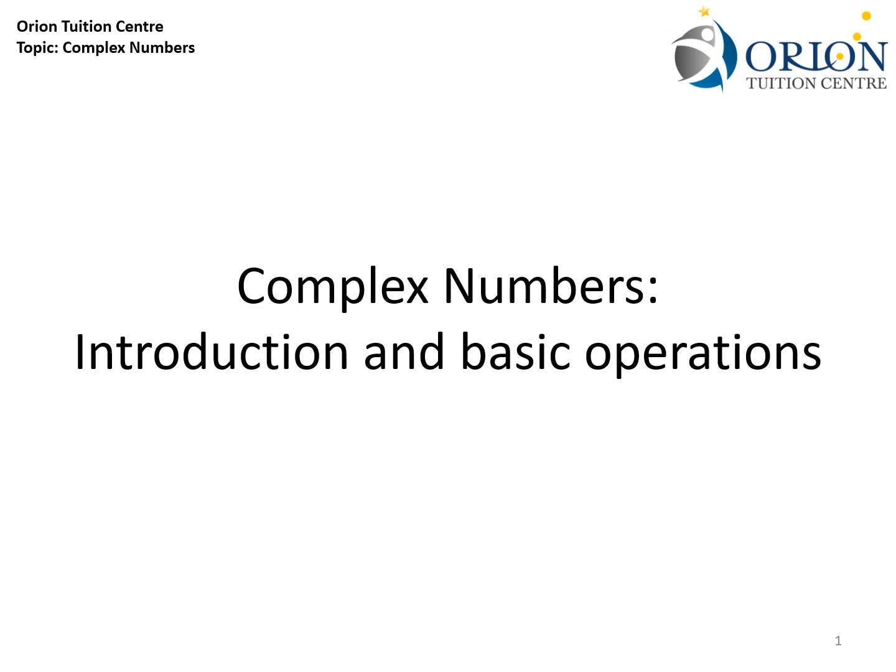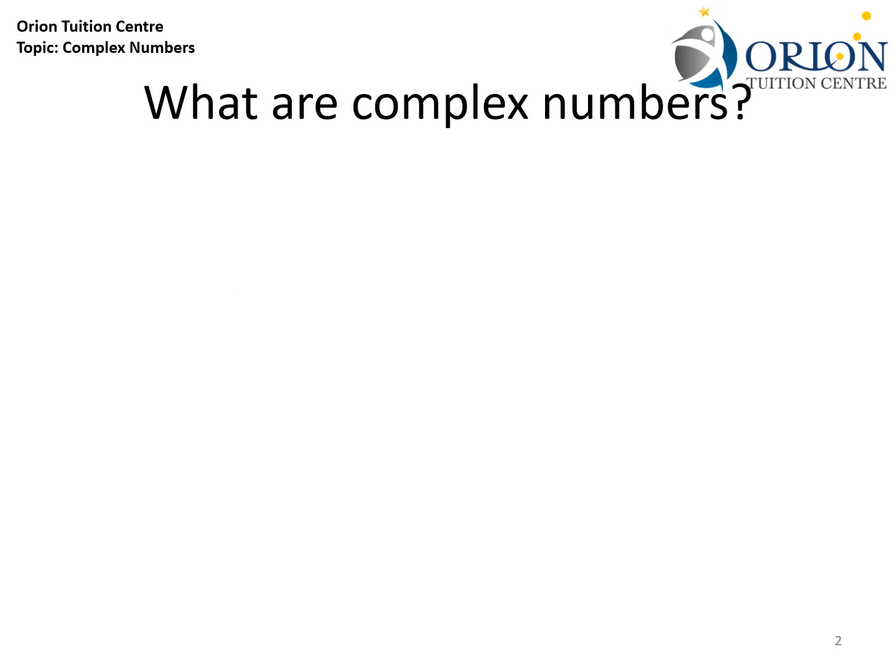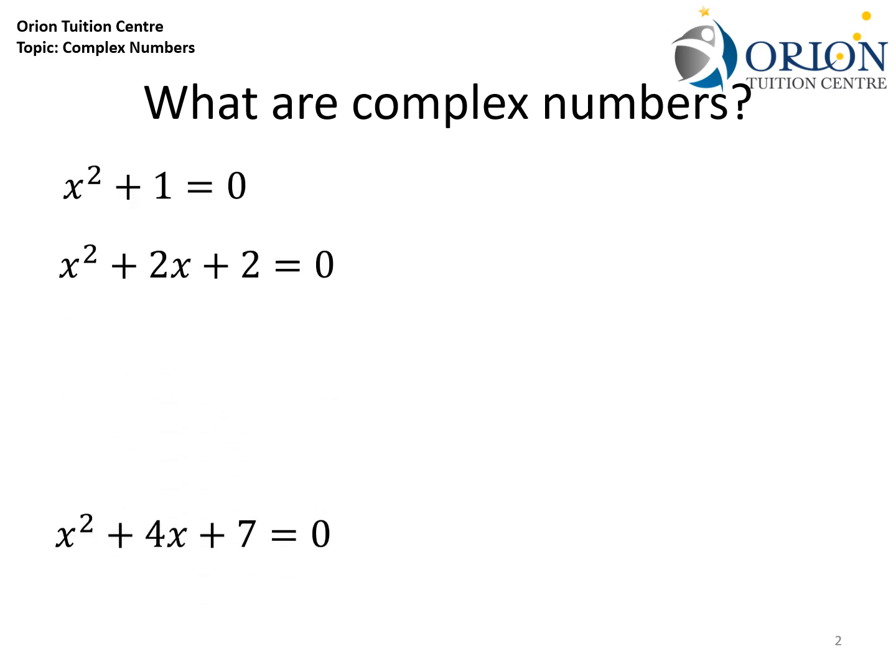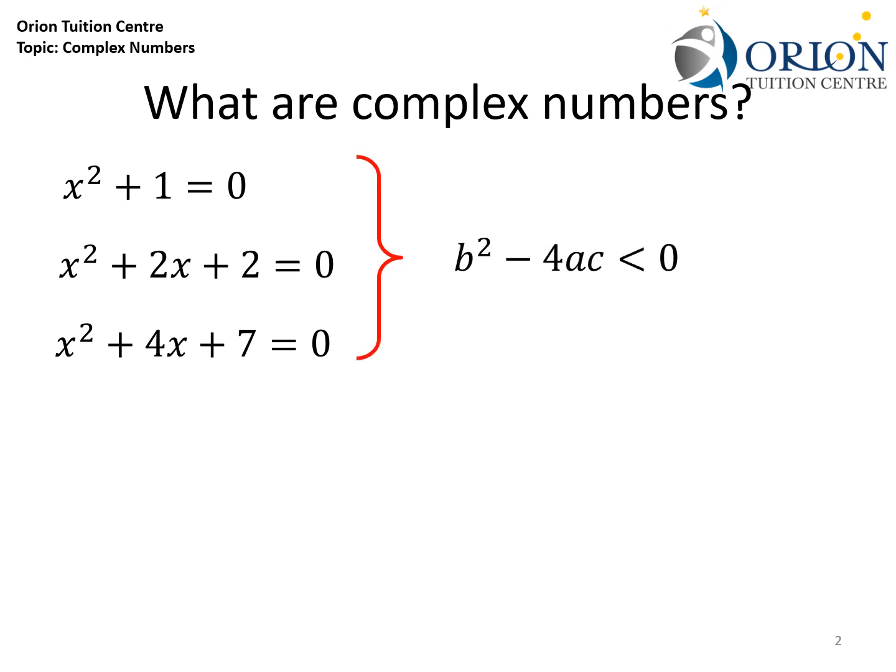In this video, we will introduce the concept of complex numbers and the basic mathematical operations that can be performed on complex numbers. Let's take a look at these three quadratic equations. One similar point between the three of them is that their discriminants, or b squared minus 4ac, are negative. From O-level math, we have learned that when the discriminant of a quadratic equation is negative, it means that there are no real roots, since we will not be able to solve for the solutions with just real numbers.